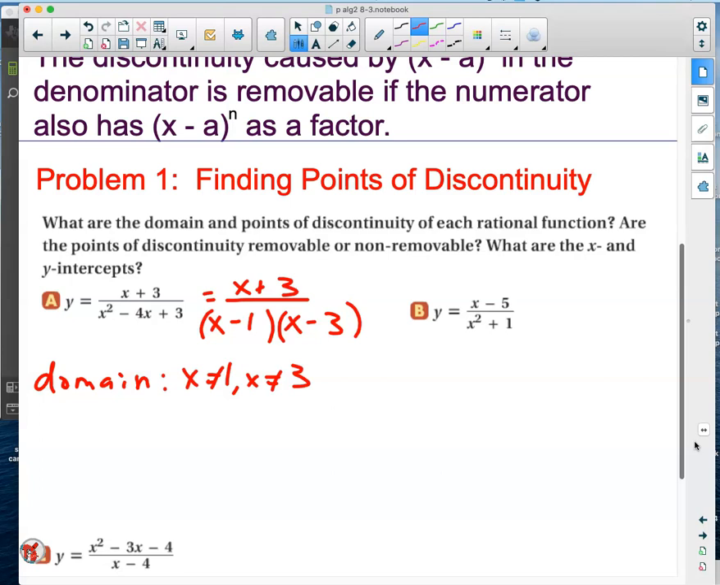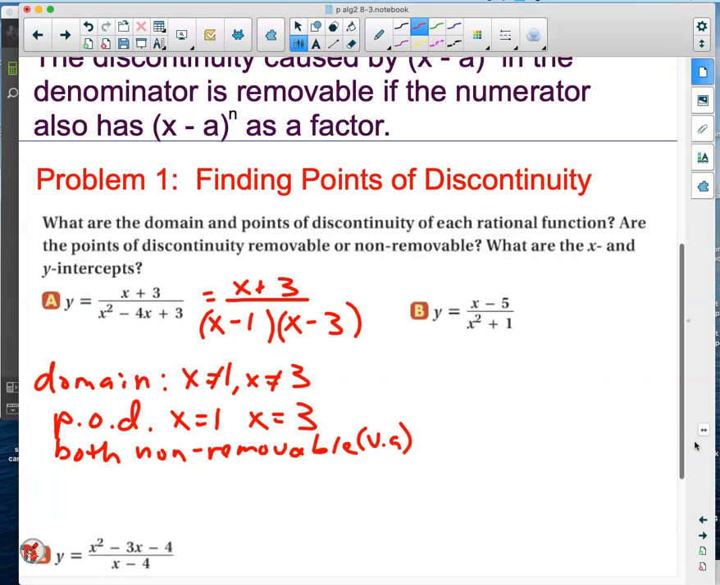Points of discontinuity. Well, that's any zeros that we have in the denominator. Well, we just said those were at 1 and 3. Are those points of discontinuity removable or non-removable? Well, does either of those two cancel? Both are non-removable, which makes them vertical asymptotes, by the way. They didn't ask that, but I'm going to go ahead and put VA right here.